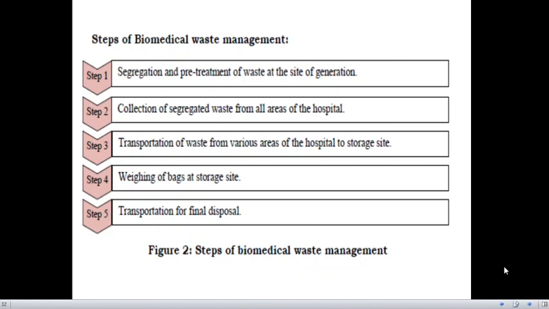Now the steps involved in biomedical waste management are very strict, and they have to be maintained strictly. There are 5 steps. First is segregation, the pre-treatment of waste at the site of generation. After that, collection of segregated waste from all the areas of the hospital. Third is transportation of waste from various areas of the hospital to the storage site, where we will store it. For the fourth, we weigh the bags at the storage site, and the fifth is the transportation for final disposal.